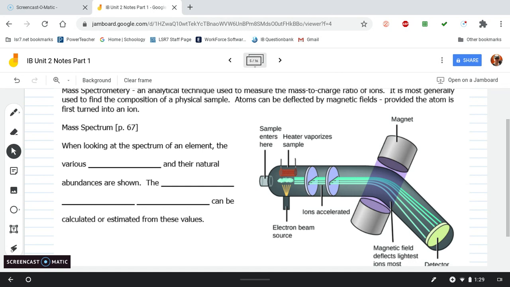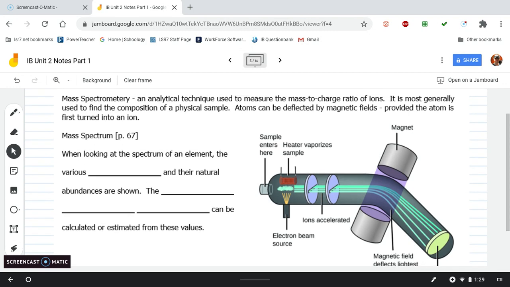What that tool does is take an unknown sample and test that sample by seeing how the parts of the sample are affected by a magnet. If we read the definition, it says mass spectrometry is an analytical technique used to measure the mass to charge ratio of ions. It's generally used to find the composition of a sample.